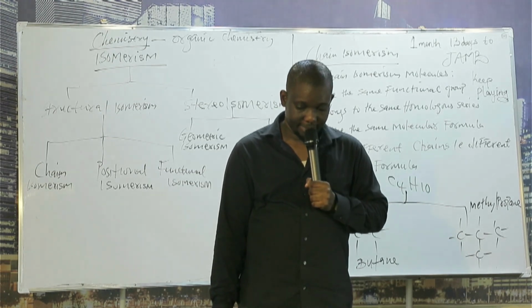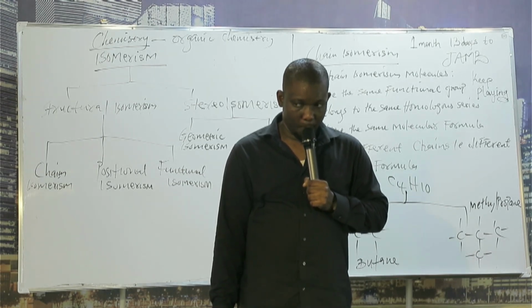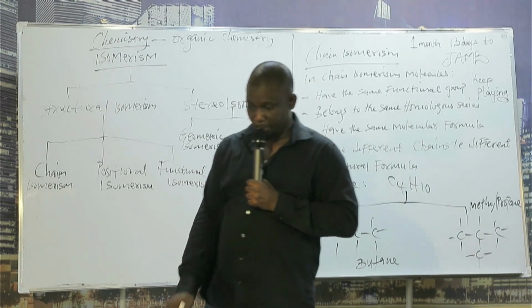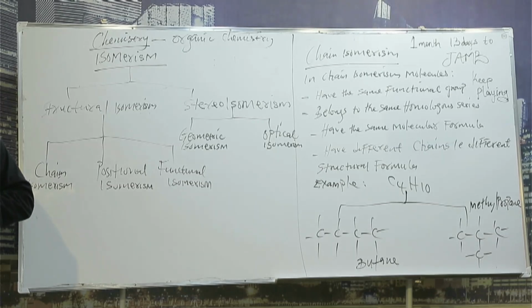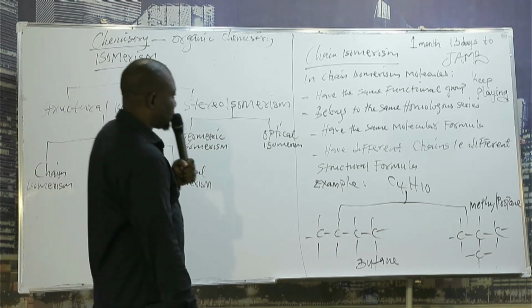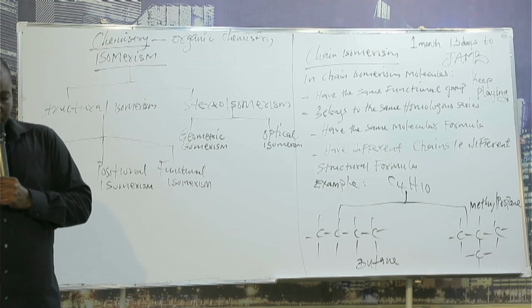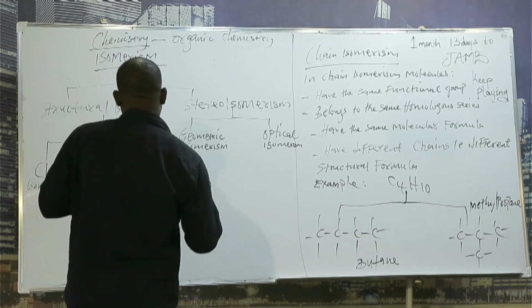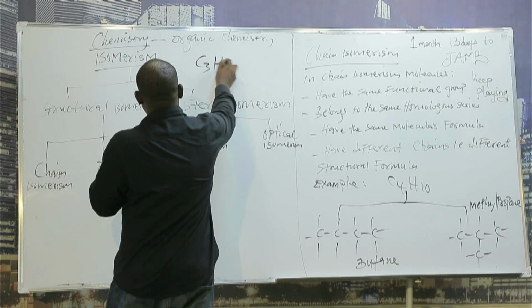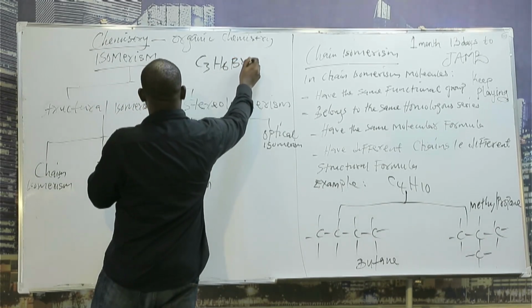Example. How many structural isomers are there in an organic compound of molecular formula C3H6Br2?